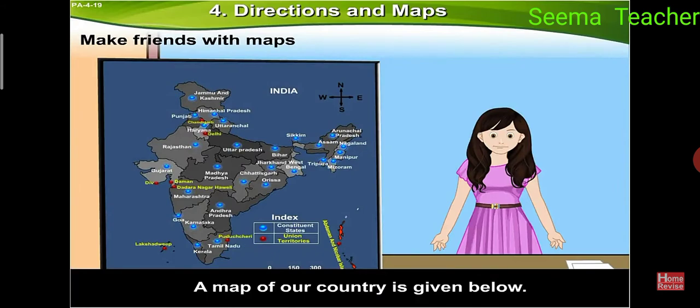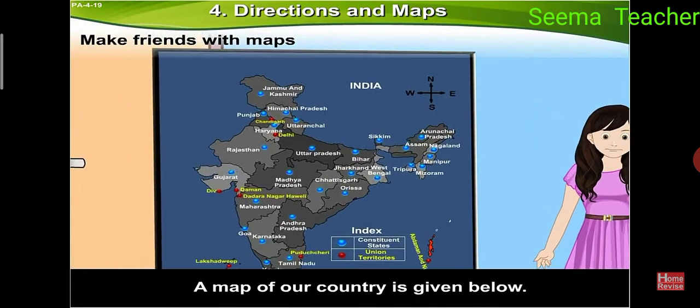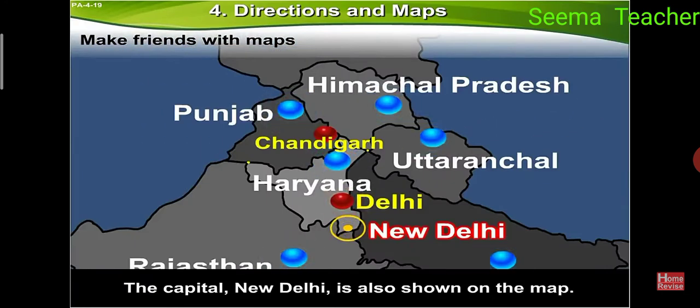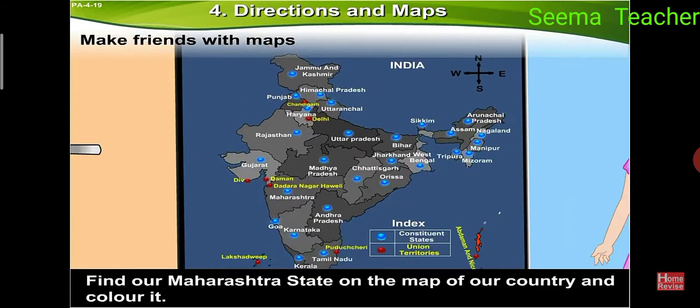A map of a country is given below. The capital New Delhi is also shown on the map. Find our Maharashtra state on the map of the country and color it.